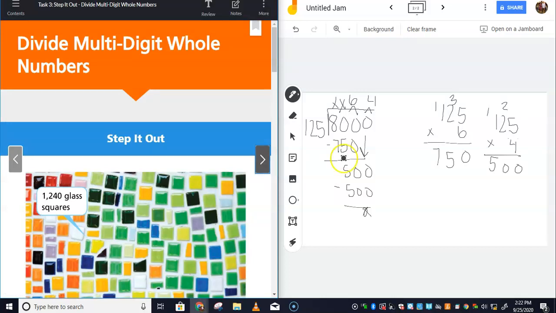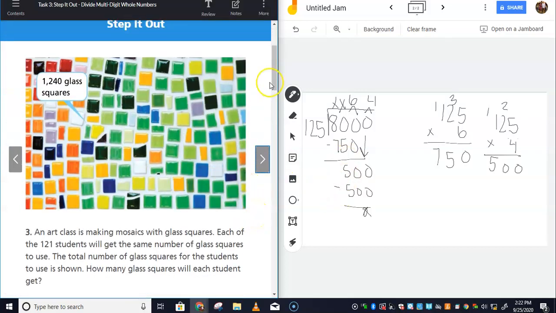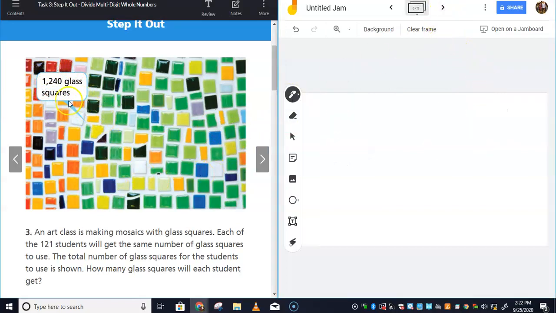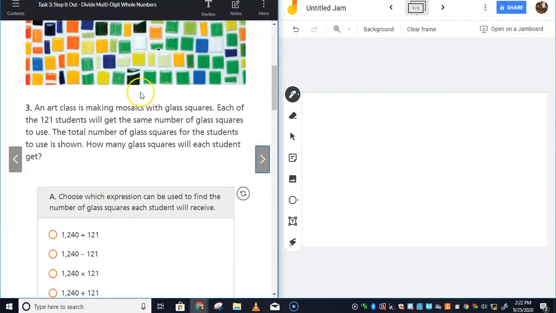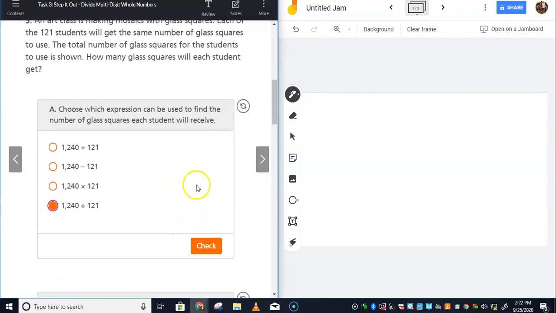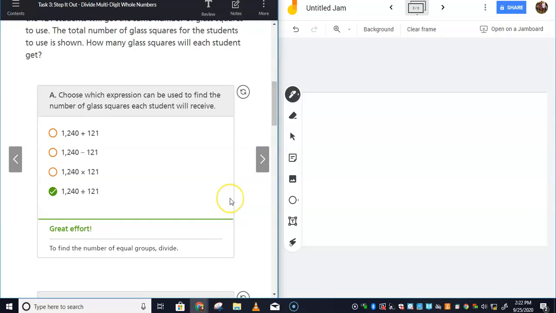Okay, an art class is making mosaics with glass squares. Each of the 121 students will get the same number of glass squares to use. The total number of glass squares for the students to use is shown. So right up here it says 1,240 glass squares. How many glass squares will each student get? So we're going to take 1,240 and divide it by 121, which is the answer right there, because we need to find the equal amount of groups, so we need to divide.